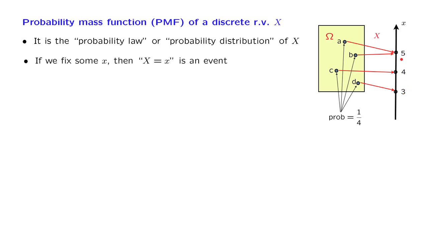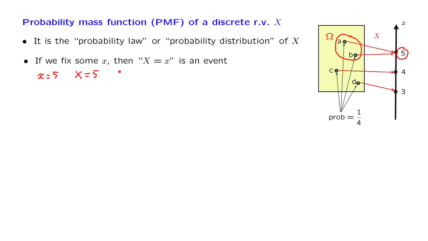Let us focus on one of those numbers, let's say the number 5. So let us focus on little x being equal to 5. We can think of the event that capital X is equal to 5. Which event is this? This is the event that the outcome of the experiment led to the random variable taking a value of 5. So it is this particular event which consists of two elements, namely A and B.